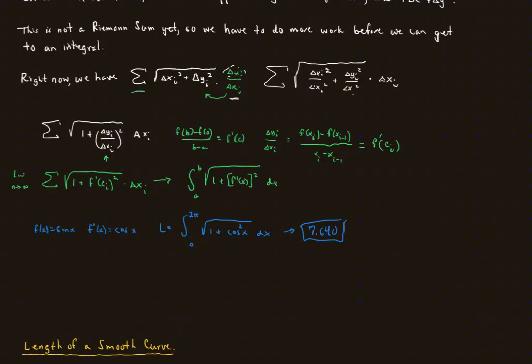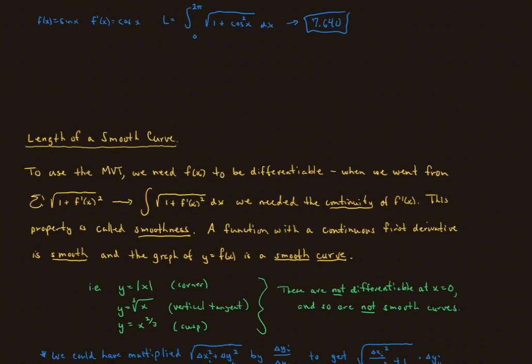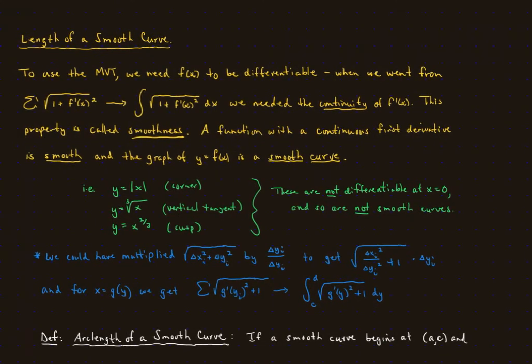Okay? So let's talk about this some more. This whole idea of the length of a smooth curve. So when we use the mean value theorem, in order to use that, we need for f of x to be differentiable. When we went from our Riemann sum to the integral, we needed the continuity of f prime of x. This property is called smoothness.